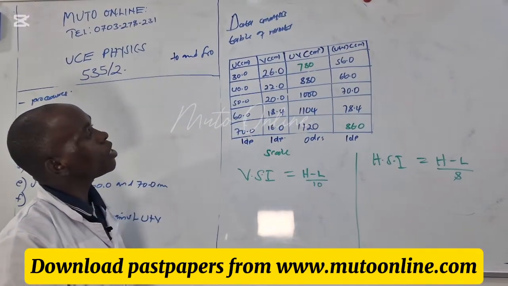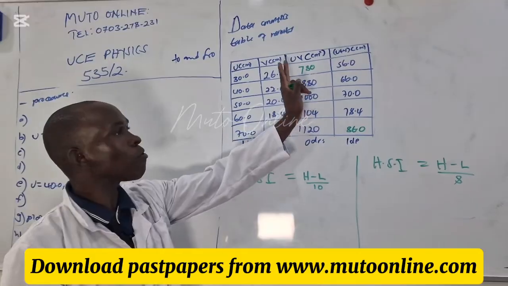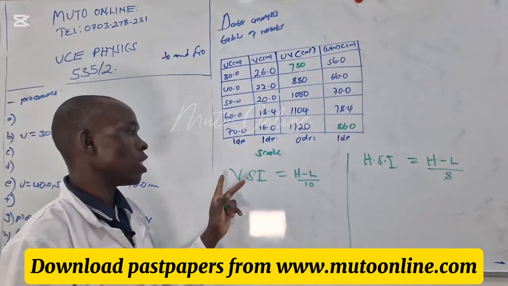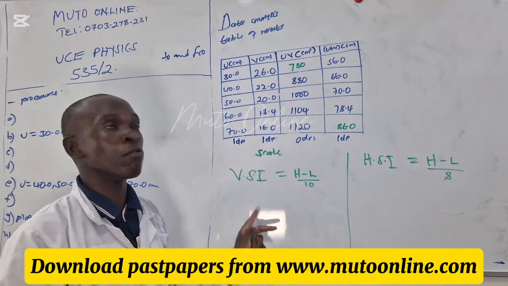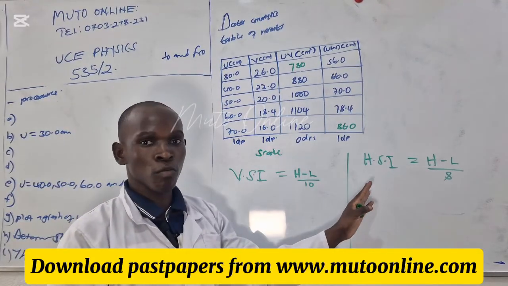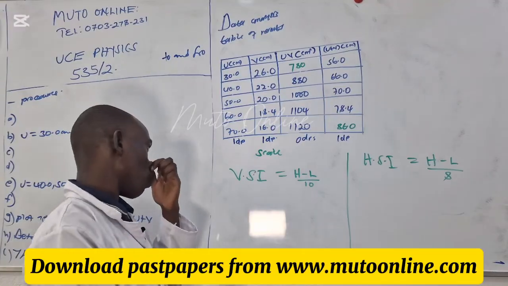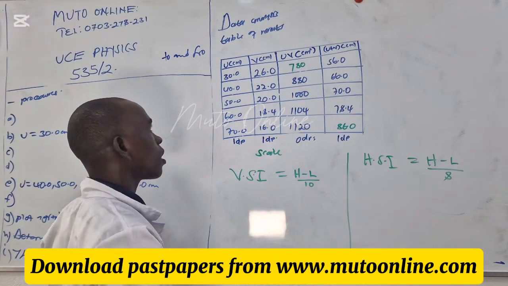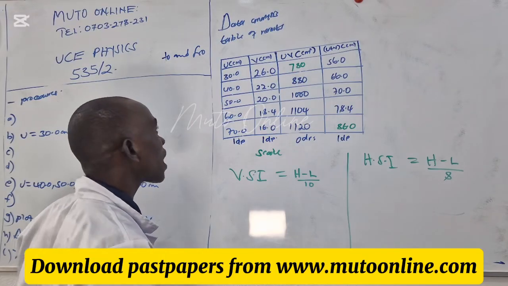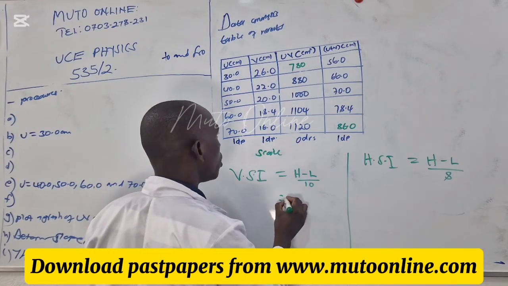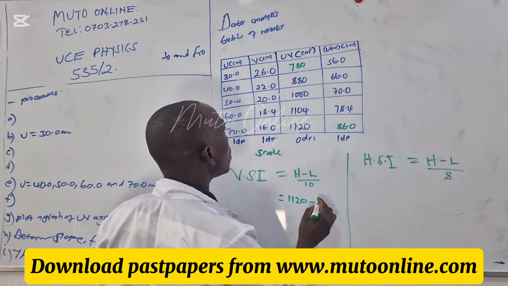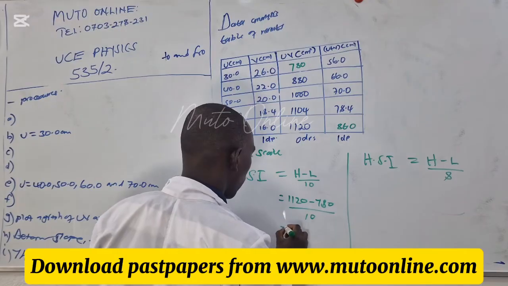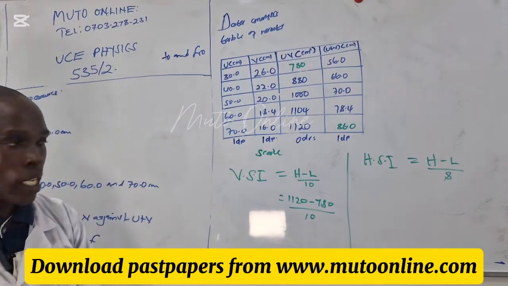Now, we are supposed to plot a graph of UV against U plus V. That means UV, the values that are supposed to be on the vertical, and U plus V, they're supposed to be plotted on the horizontal. So, vertical scale indicator. You come in the column for UV, which are the values that are supposed to be on the vertical y-axis. The highest value is 1120 minus the smallest value, which is 780, divided by 10. But this is just an indicator.